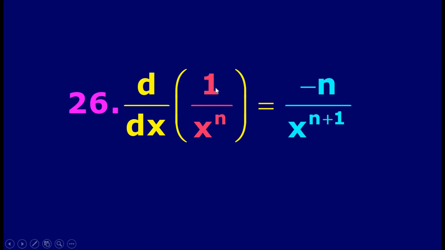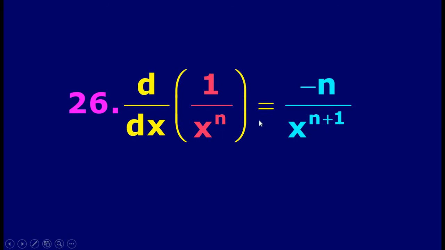Next one, d by dx of 1 by x power n. So 1 by x power n, we can write it as x to the power minus n. We can use first formula only. It is minus n into x to the power minus n minus 1. So that is x to the power minus n minus 1. We can take to denominator and we can write it as x to the power n plus 1. So therefore, differentiation of 1 by x power n can be written as minus n divided by x to the power n plus 1.